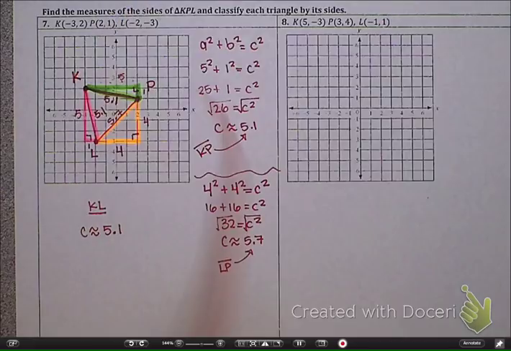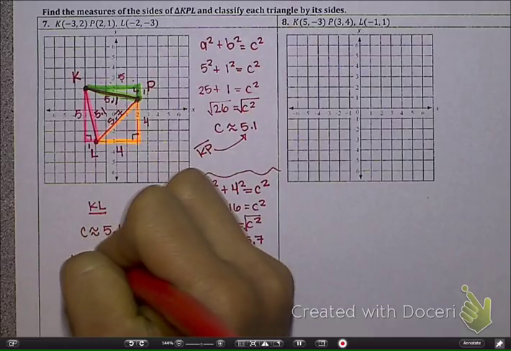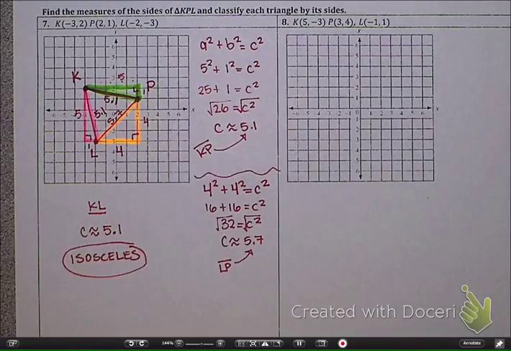So now that I've found the length of all these sides, let's classify the triangle by its sides. What kind of triangle is it? Is it scalene? Is it isosceles? Is it equilateral? Isosceles, okay? So it is an isosceles triangle, so that would be your answer there. Okay? All right. Is that making sense there? Okay. All right, let's really quickly do number 8 together.